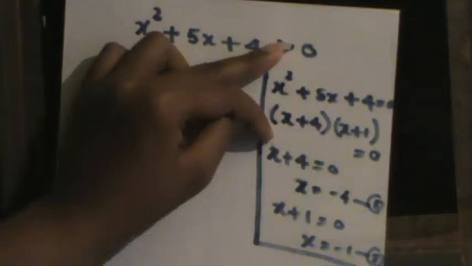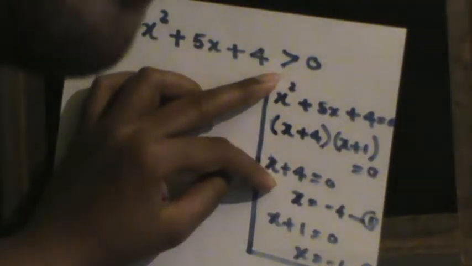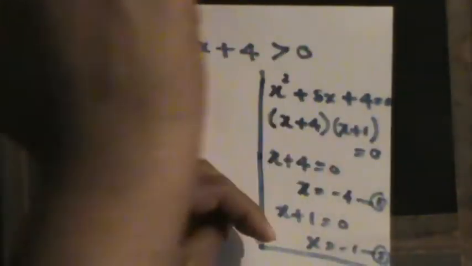Now what if this is not equal to 0? So if this is an inequality, what you will find is, as the first step, you have to draw a number line.